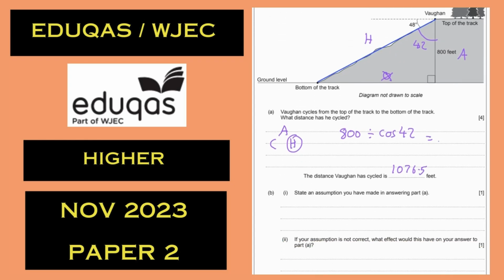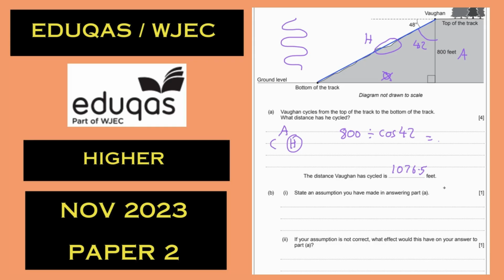When we come to part B, state an assumption. I've already alluded to it. We are assuming Vaughan travels all the way down in a straight line. He doesn't, as you can see here. We are avoiding any assumptions of any drops, any peaks, and also we're looking from a side slice of the hill. From top to bottom, he could be zigzagging like a slalom skier. It's certainly not going to be a straight line. He is going to be travelling a longer distance.